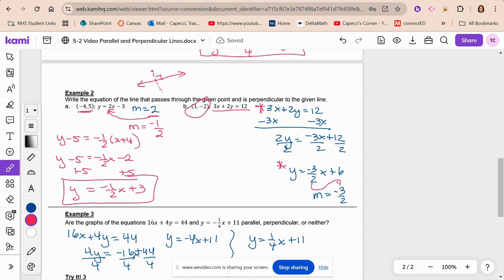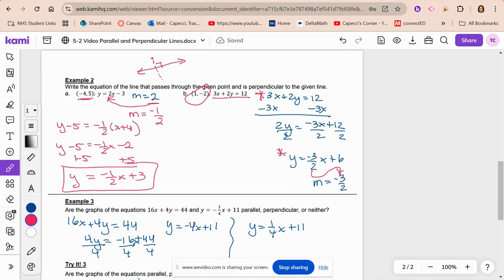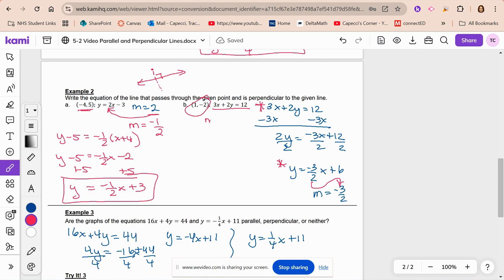So the slope of my given line is negative 3/2. So the slope that I have to use is opposite, meaning it'll be positive, and then I'm going to take the reciprocal. Okay, so I'm going to use this point that it's going through, right? So I have y plus 2 is equal to 2/3 times x minus 1. So I have y plus 2 is equal to 2/3 x minus 2/3.